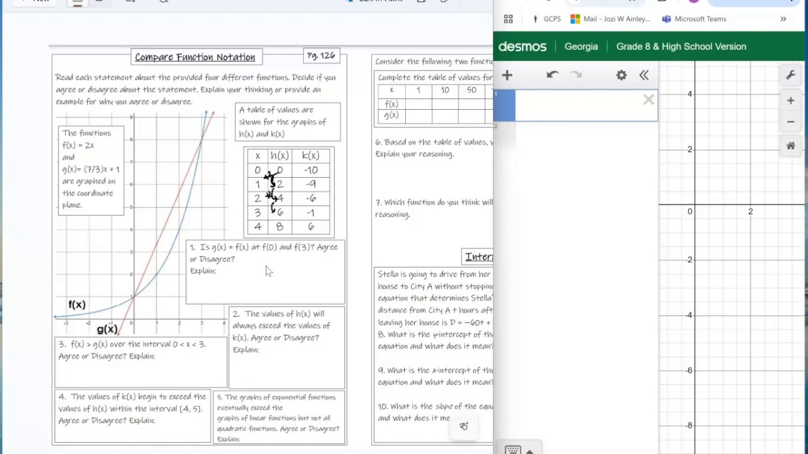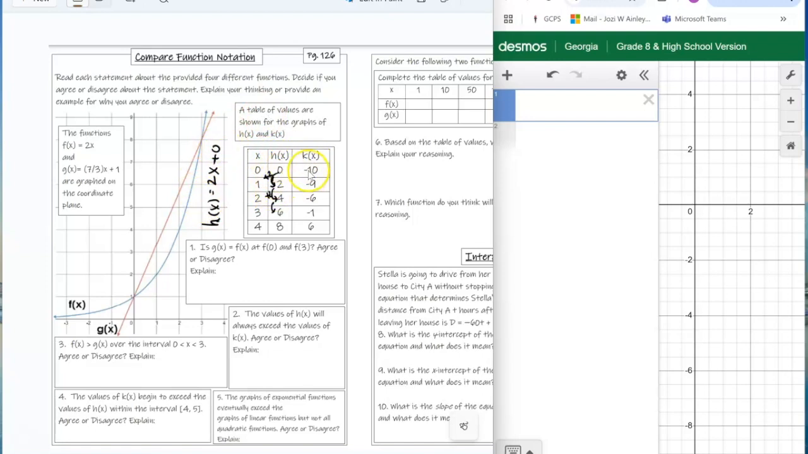So in order to write the function for h of x, I'm going to write it right here. H of x is equal to my constant rate of change, which is 2x. And where do I start? At 0. All right, where x is equal to 0. All right, so this is my function for h of x.